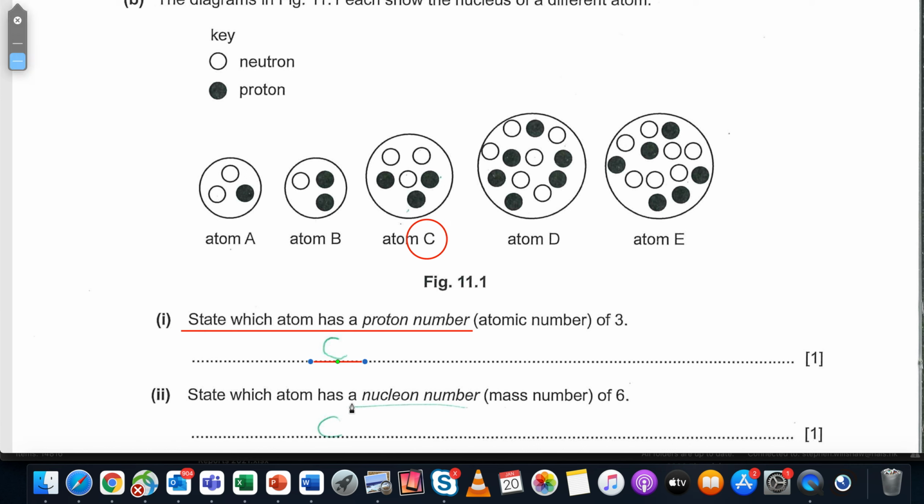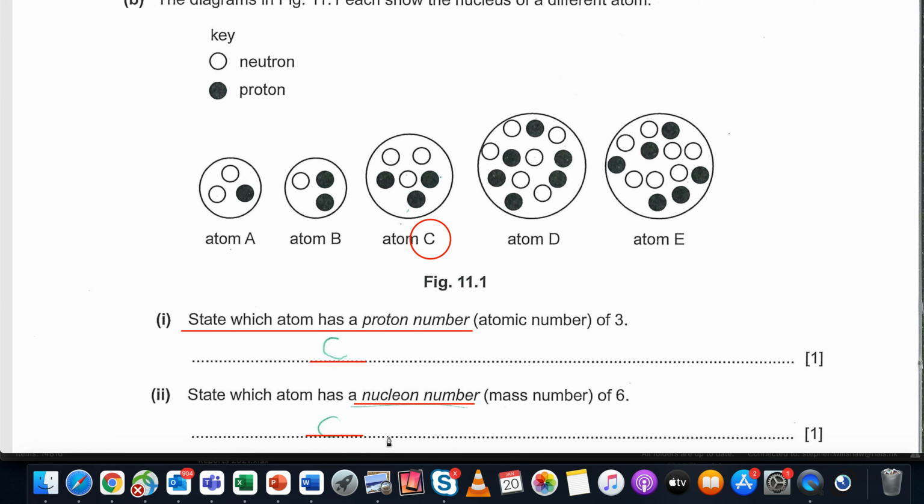Nucleon number 6. Nucleons are the total number of things in there, the total number of neutrons and protons. So again, we just do a bit of counting. 1, 2, 3. No. 1, 2, 3. Again, no. 1, 2, 3, 4, 5, 6. Looking like C again. The answer is C, but we'll just rule out the other ones. We had 6 black dots here, and we've got 1, 2, 3, 4, 5, 6. That's 12. 1, 2, 3, 4, 5, 6, 7. That's 13. So again, the answer here is C.